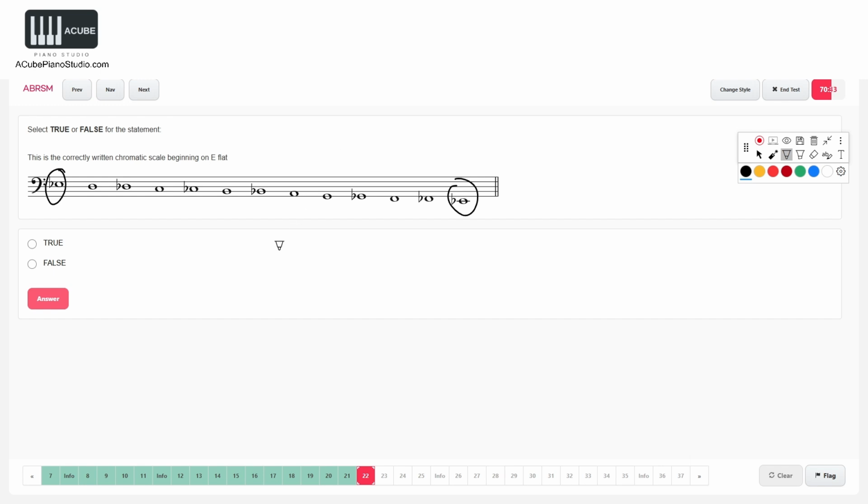So now I do need to check whether they are going down by a semitone each time. So I start from E flat. Oh, sorry, I should start from here because it's descending. So I start from E flat. Then this is D, correct. D flat, correct. C is here. C flat is 1 semitone lower than C, correct. B, this C flat and this B are the same note, so this is wrong already. So I know that it is false. This is not correctly written because I go to this note twice.